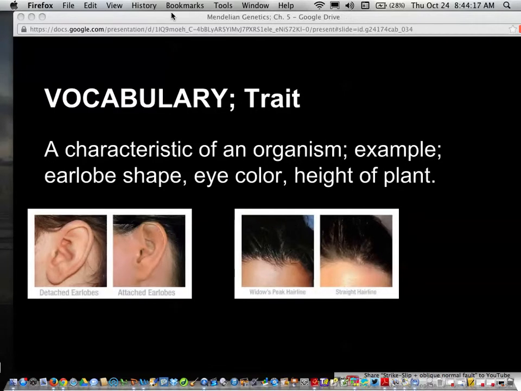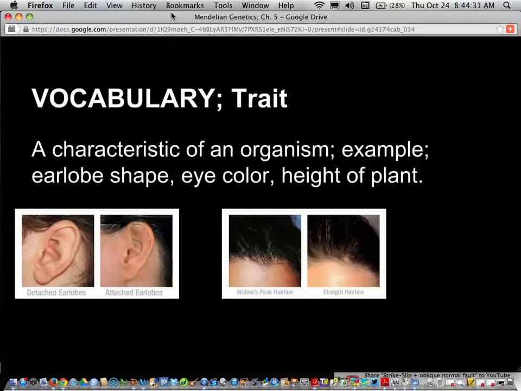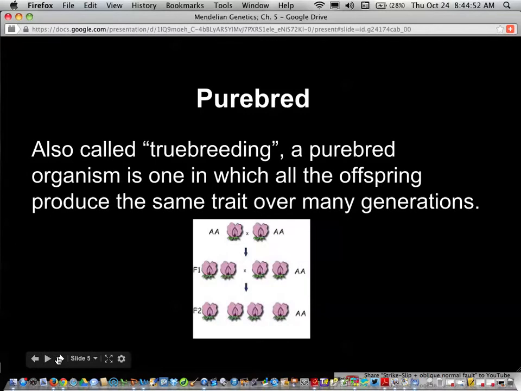We left off last time talking about the vocab word trait. Trait is about length of small toes, or the toe next to the big toe. We talked about hairline, and so a trait is a visible characteristic of an organism. A visible characteristic of an organism. Now, there's several other vocab words that we need to understand before we can do genetic crosses.